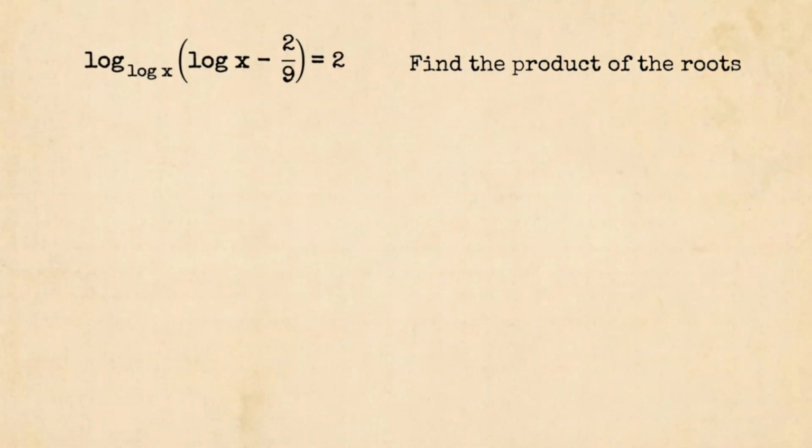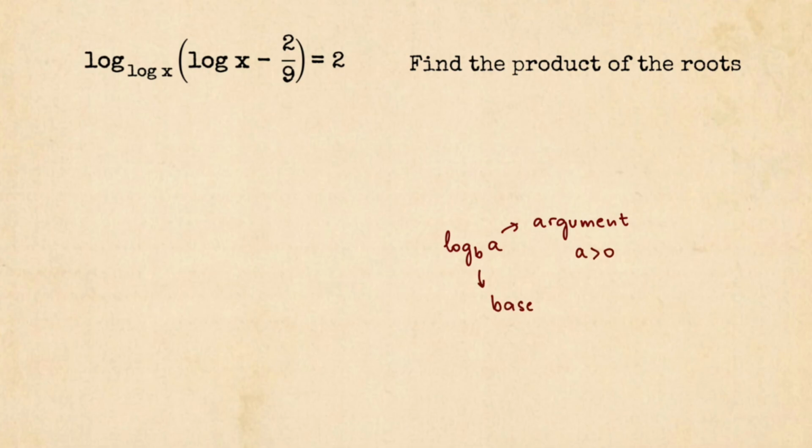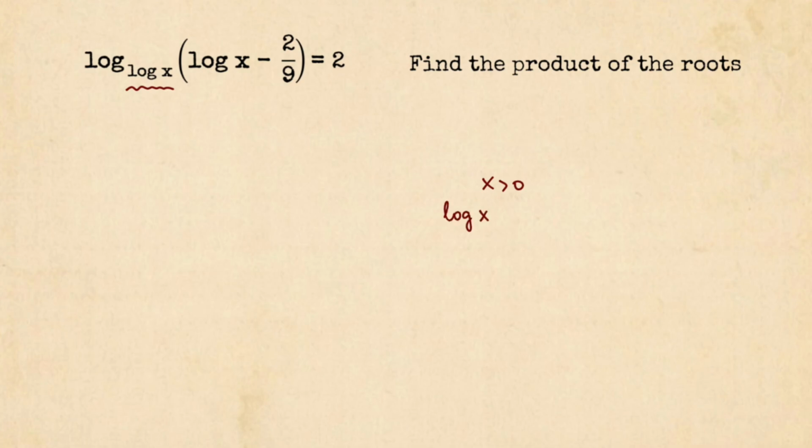First, let's see what our restrictions are. We know that the argument of a logarithm must be greater than 0, and the base must be greater than 0 and not equal to 1. Inside the parentheses, we have the common logarithm, log x. Since x is the argument, it must be greater than 0. Because log x also acts as the base for the outer logarithm, log x must be greater than 0 and cannot equal 1.